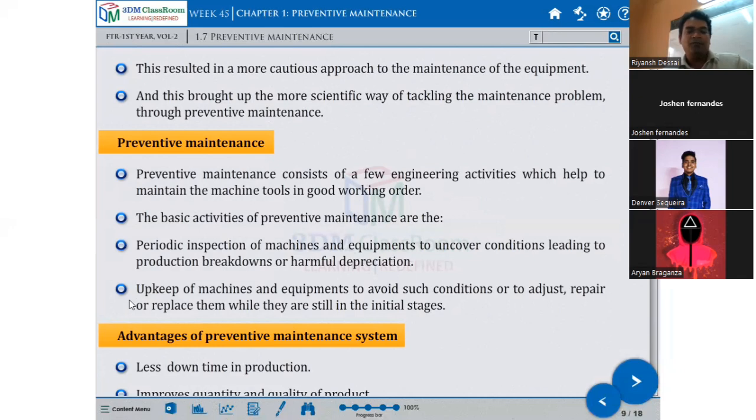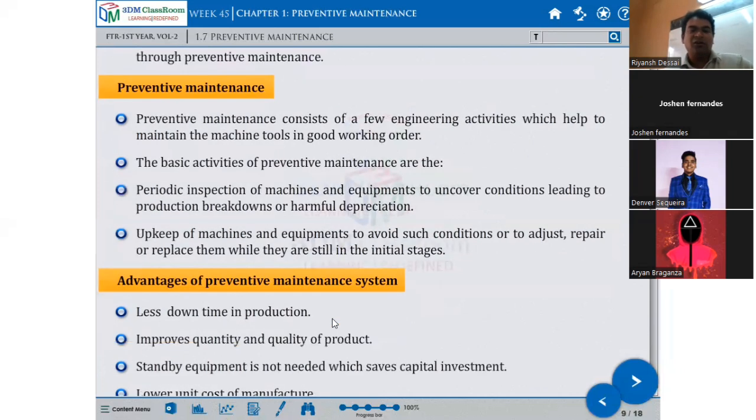Second, upkeep of machines or equipment to avoid such conditions, or to adjust, repair or replace them while they are still in the initial stage. Whenever you notice a problem, you have to repair it in the initial stage only. Otherwise, if you leave it, there will be a huge breakdown.